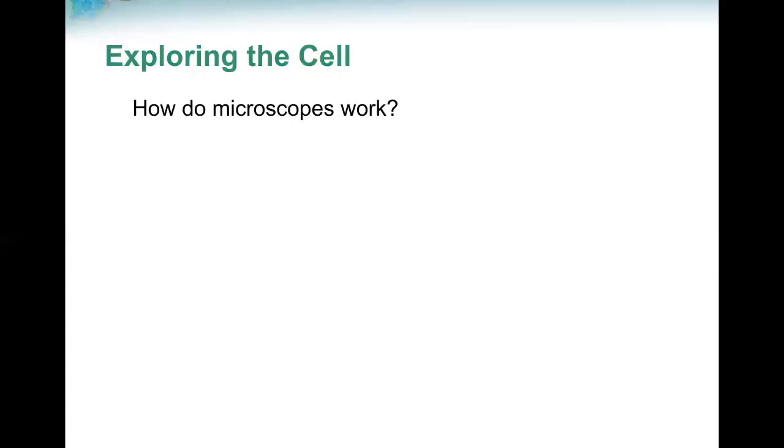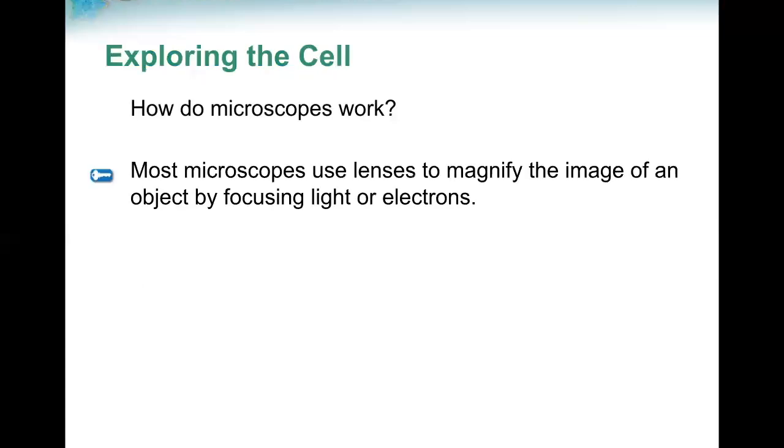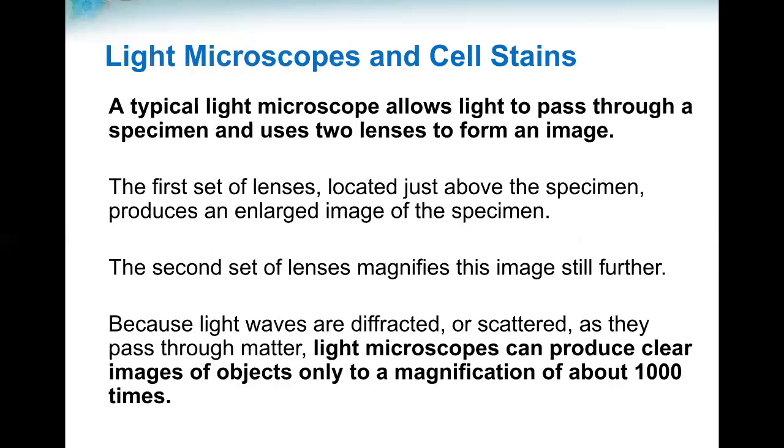So, how does a microscope work? Most microscopes use lenses to magnify the image of an object by focusing light or electrons. A typical light microscope allows light to pass through a specimen and uses two lenses to form an image. The first set of lenses, located just above the specimen, produces an enlarged image of the specimen. The second set of lenses magnifies the image still further. Because light waves are diffracted or scattered as they pass through matter, light microscopes can produce clear images of objects only to a magnification of about 1,000 times.